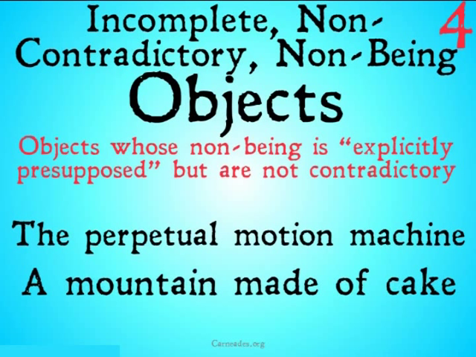Similarly, a mountain made of cake, its non-being is explicitly presupposed, even though we don't know all the properties of that mountain made of cake. We don't know if it's vanilla, we don't know if it's chocolate. It's not contradictory, but its non-being is going to be presupposed, and therefore it's going to be an incomplete, non-contradictory, non-being object. Bucket number 4.